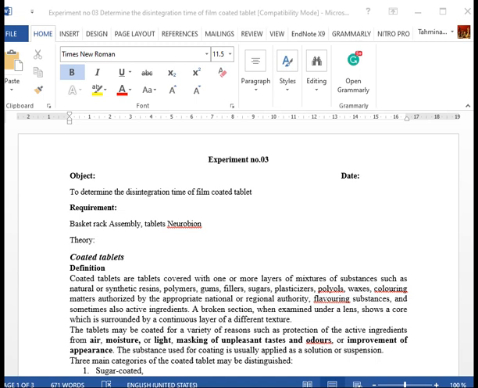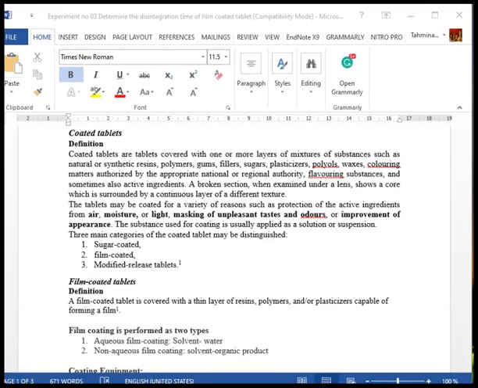What is the theory of film coated tablets? First of all, the definition. Coated tablets are tablets covered with one or more layers of a mixture of substances such as natural or synthetic resin, polymers, gums, filler, sugar, plasticizer, polyols, waxes, coloring matters, authorized by the appropriate national and regulatory guideline, flavoring substances, and sometimes also active ingredient.